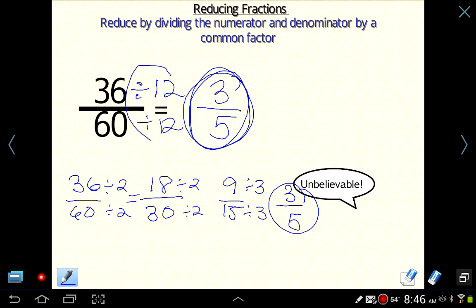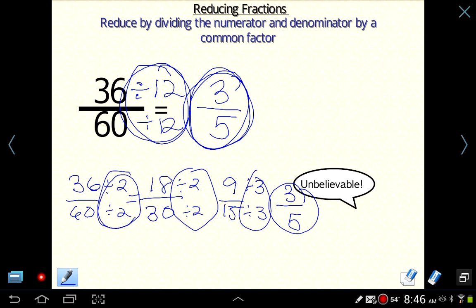As you can see, it doesn't really matter how you do it. Whether you start with a nice big number like 12, that's a common factor of 36 and 60, or you start with some smaller numbers like 2 or 3. Either way, as long as you get it into simplest form, that's all that matters.